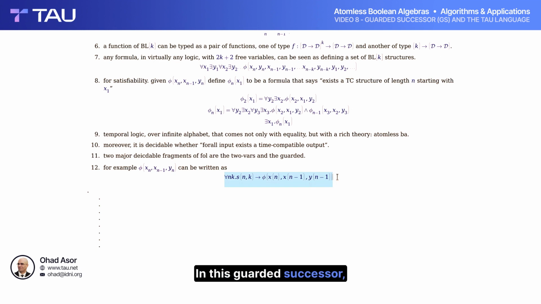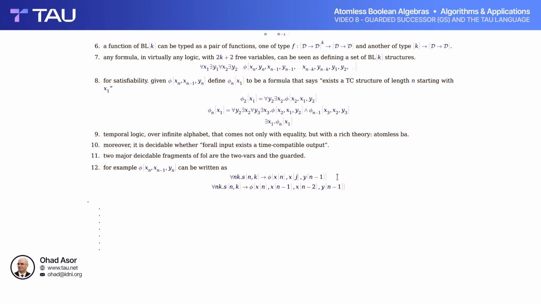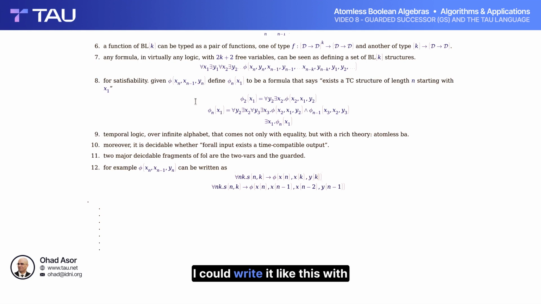In this guarded successor, we see that guardedness applies only to successor. Now, what if we had also x of n minus 2? Okay, I made a mistake here. I had to use k. Yes, I don't have arithmetic. I have to use k. Well, I could write it like this with arithmetic with n minus 1, and it would be equivalent to using directly the successor. But what if I wanted also another step back? Then I could write and s(k, m). Still, we can decide this by the same means that we saw before.